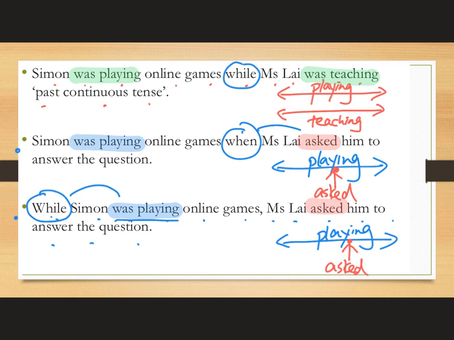So let's repeat. To connect two actions going on at the same time, we use past continuous tense. And then we use while to connect these two clauses. But when we are talking about a past action which was going on when another action took place, we use the past continuous for the long action, and we use the past simple for the short action. And then we use when in front of the shorter action, but we use while in front of the longer action.